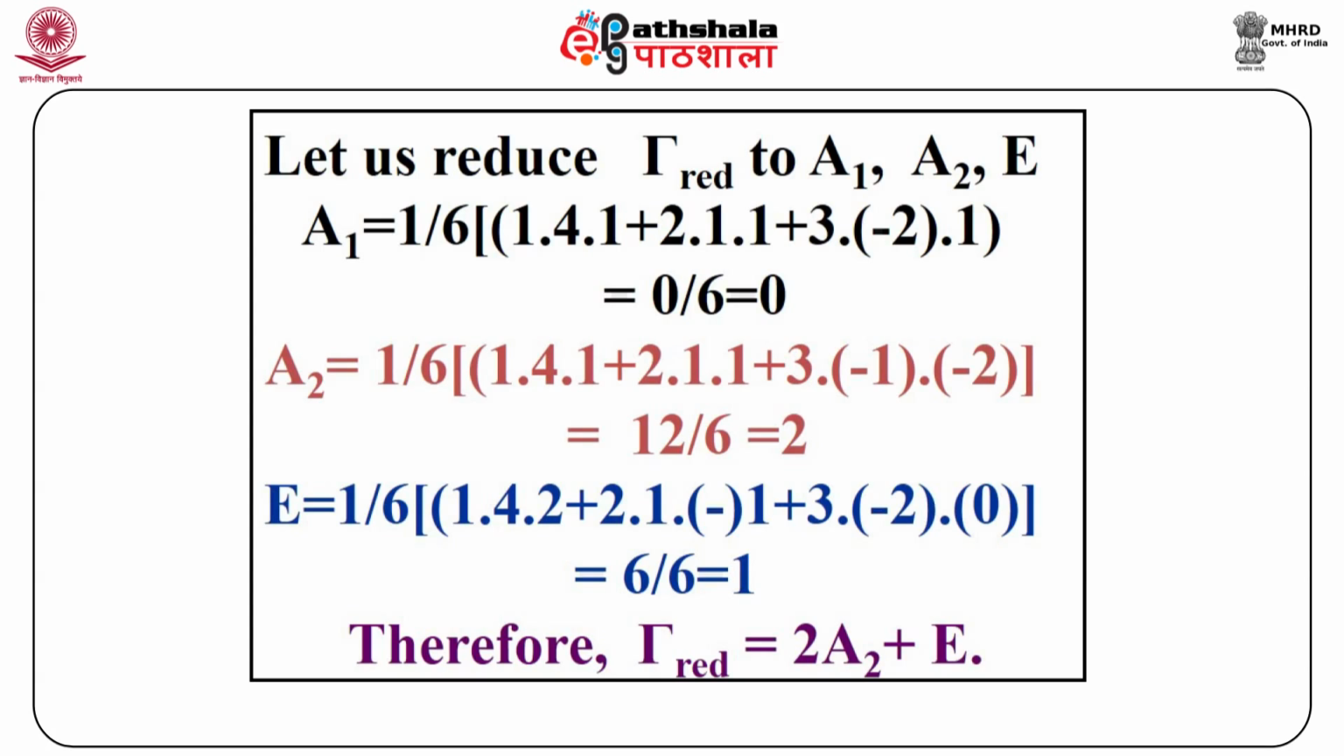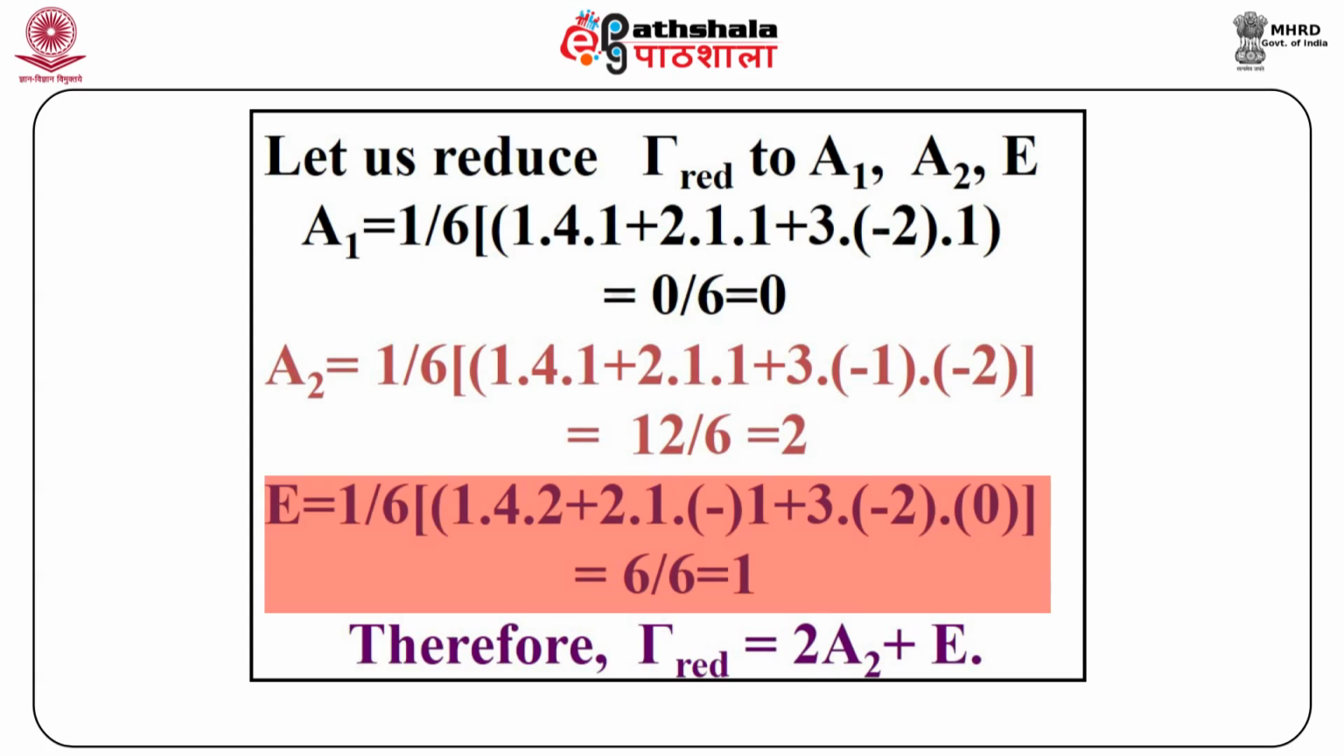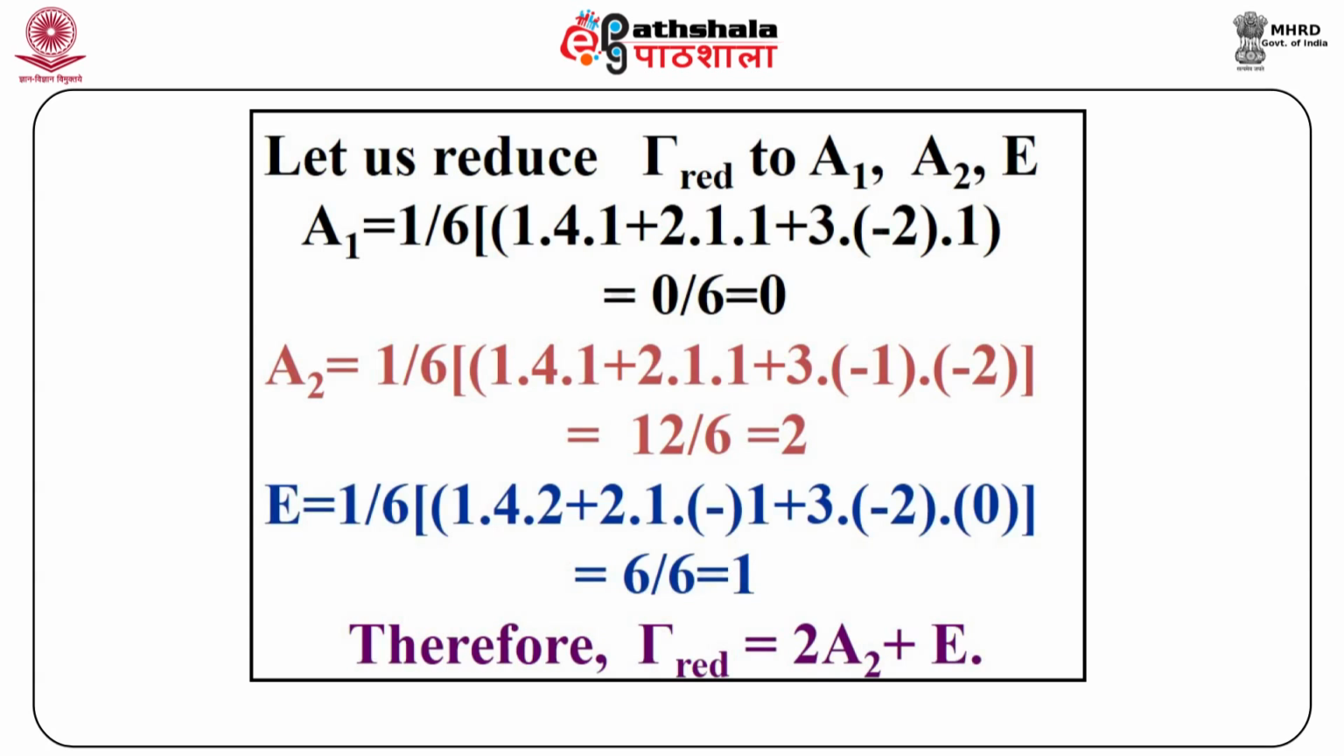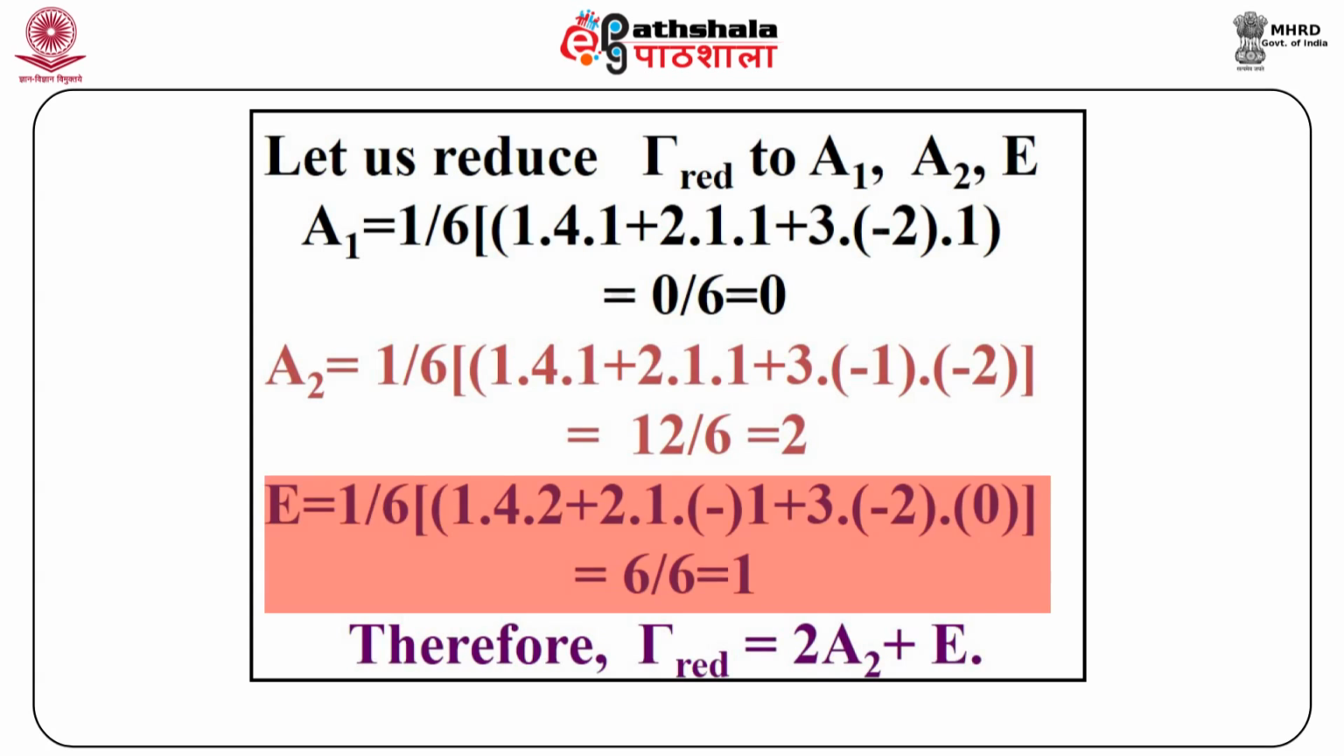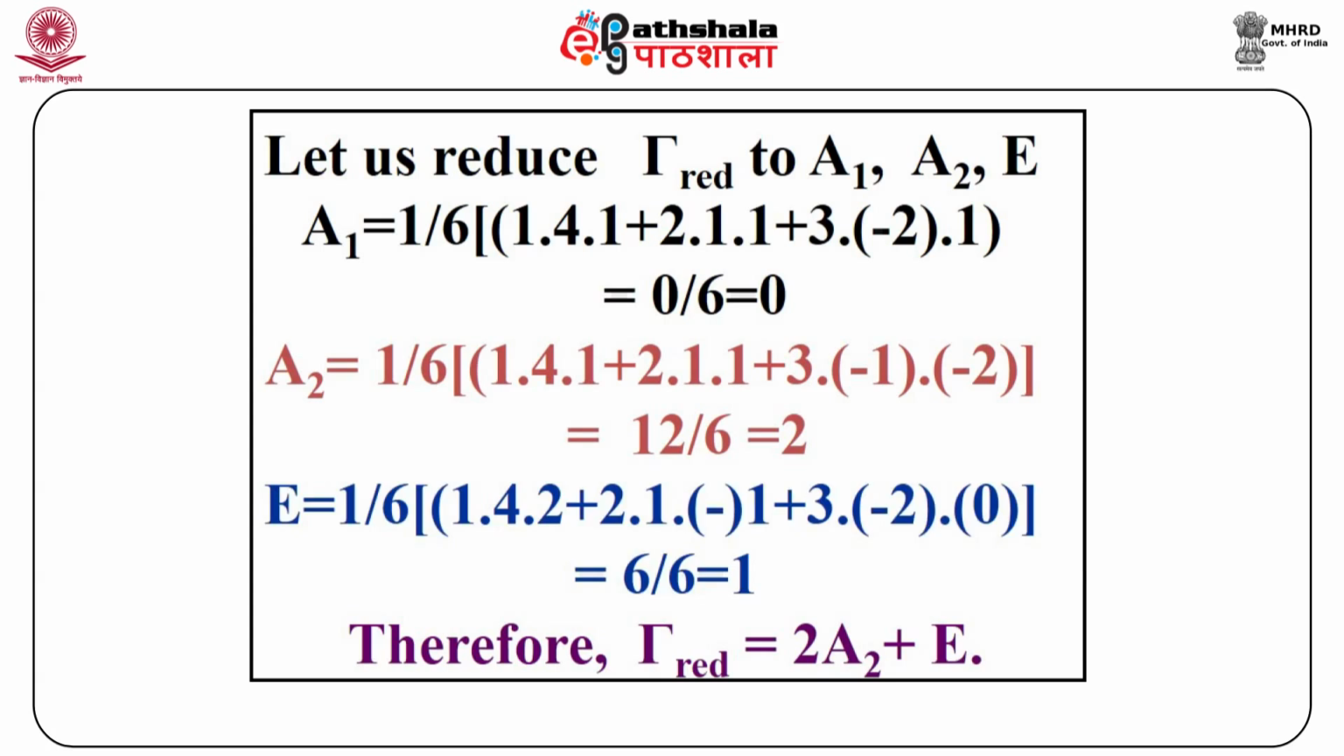Let us now find out how many times E is there. E is equal to 1 by 6 within bracket 1 into 4 into 2 plus 2 into 1 into minus 1, 3 into minus 2 into 0, that is 6 by 6 is 1. Therefore, E repeats only one time. That is, if we take total irreducible representation into reducible representation, we have tau reducible as 2A2 plus E.